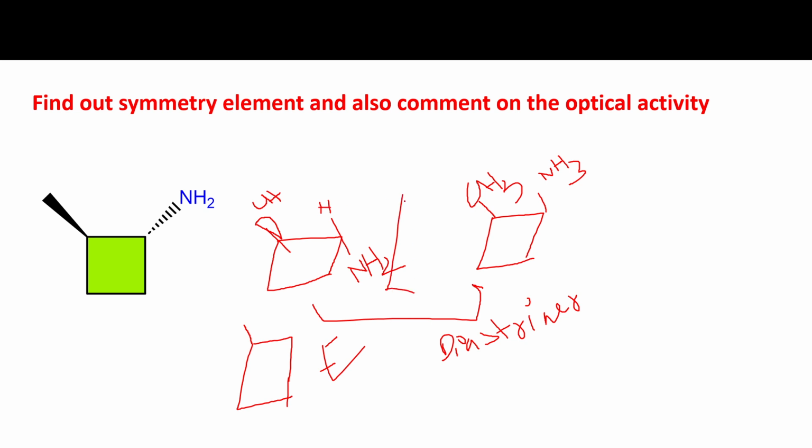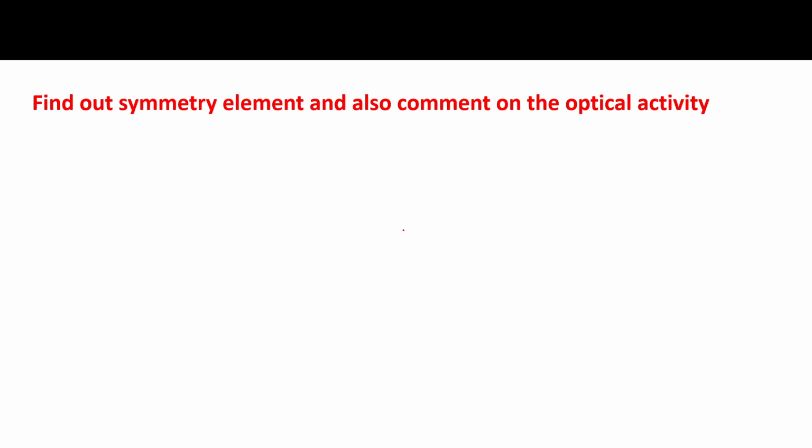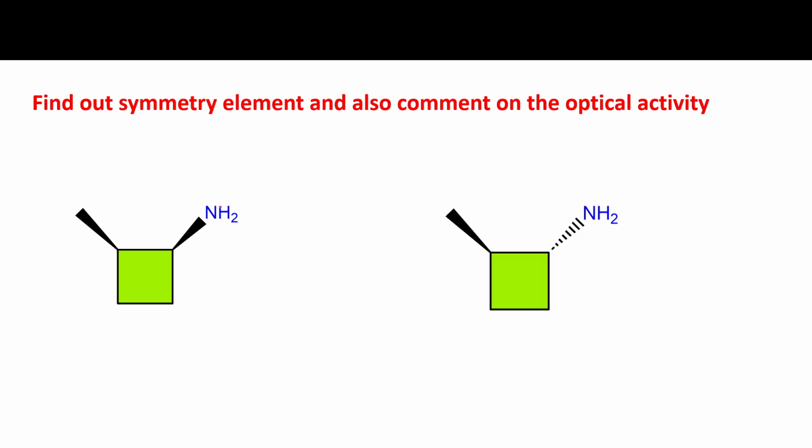This molecule has a mirror image, so that will be an enantiomer of that molecule. This example we have also seen, so in both the cis and trans cases, the molecule is optically active, and the relation between this and this is a diastereomer relation.